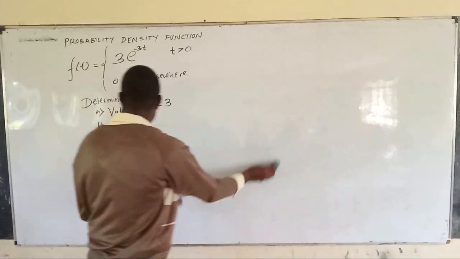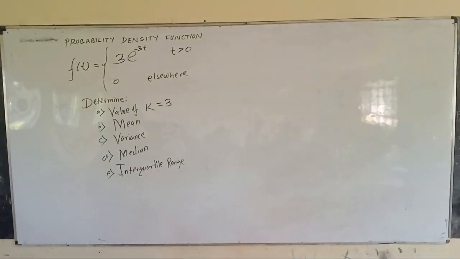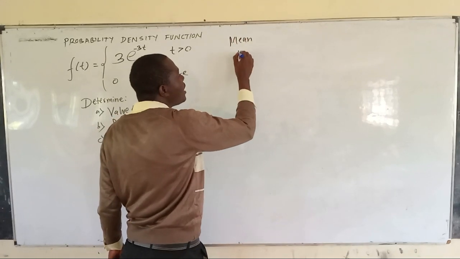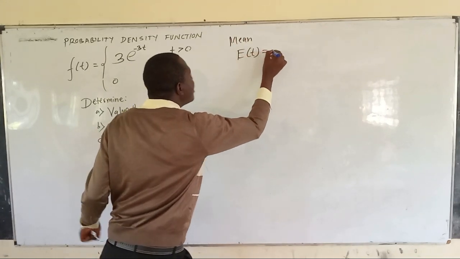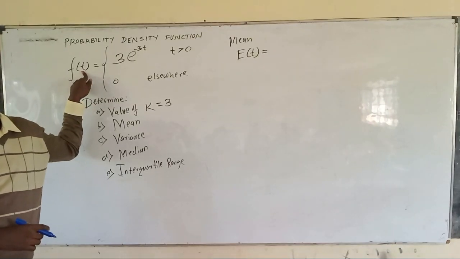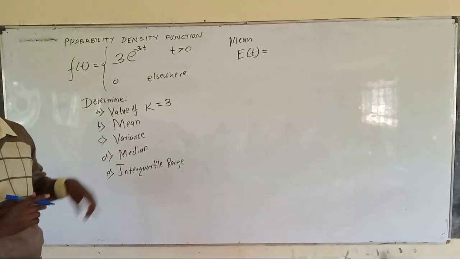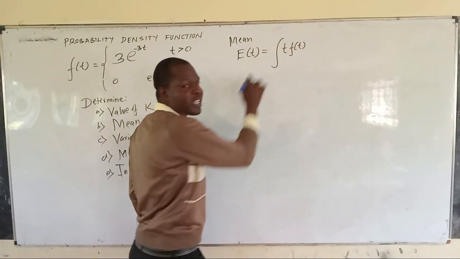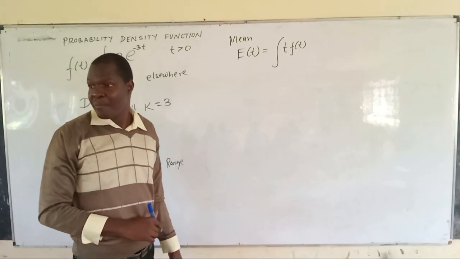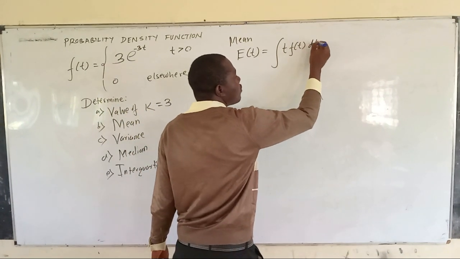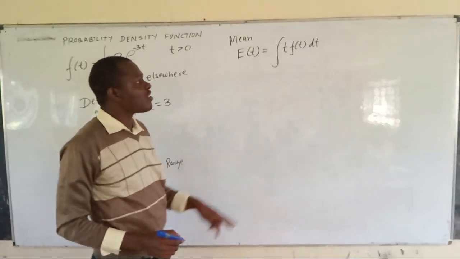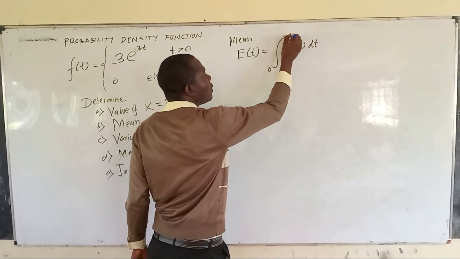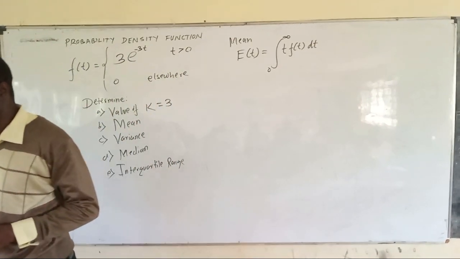So what is the next thing they want there? The mean, isn't it? So what did we say is the mean? The expected value of t, because here our variable is t, isn't it? So the expected value of t gives us the mean, meaning we are integrating t times f of t, isn't it? Are we together? With respect to the variable t. Then you put the limits. Where are our limits? From 0 onwards, meaning from 0 to infinity, isn't it? Are we together?